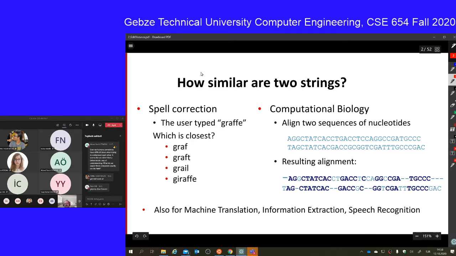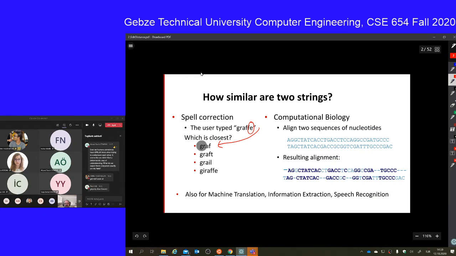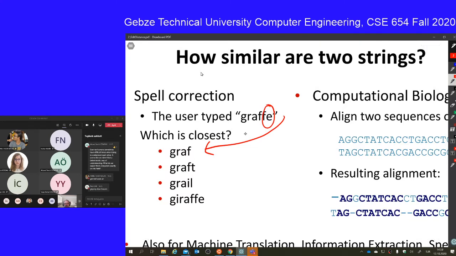Do I mean graph or graft or grail or giraffe? Okay, so I need to offer these alternatives to the user, so that the user can pick one of them. So the minimum edit distance says that, okay, you wrote this, but the difference between this and this is you need to erase two characters, two deletions. If you delete these two, then you are going to get this, which is a correct spelling. So the cost of this one is just two deletions, right? How about the cost of this one?